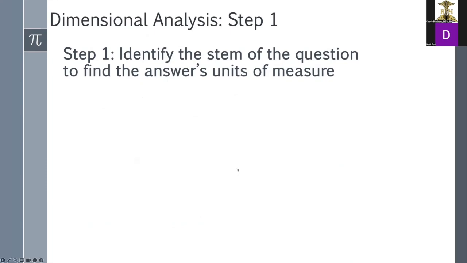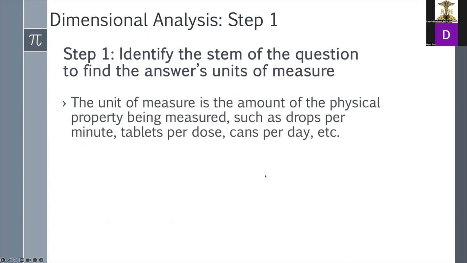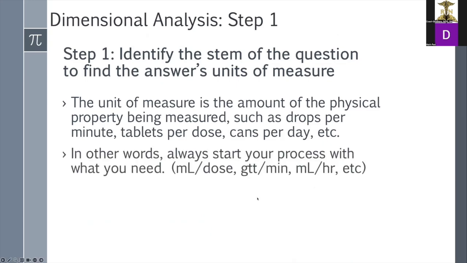Most textbooks will define the unit of measure as the amount of the physical property being measured, such as drops per minute, tablets per dose, cans per day, etc. So this is asking us, what are you solving for? Do you need to know how many milliliters per hour to set our infusion pump for, or drops per minute, or how many tablets you need to give for this individual dose? Whatever the question is asking us for is exactly the first thing I'm going to write on my paper. So you always start your process with what you need: milliliters per dose, drops per minute, milliliters per hour, etc.